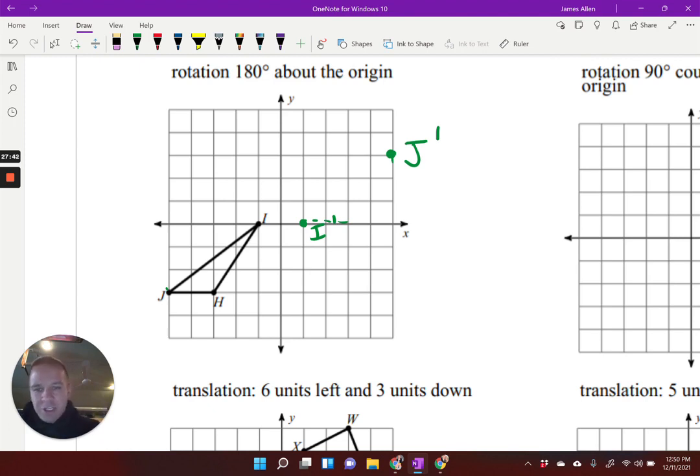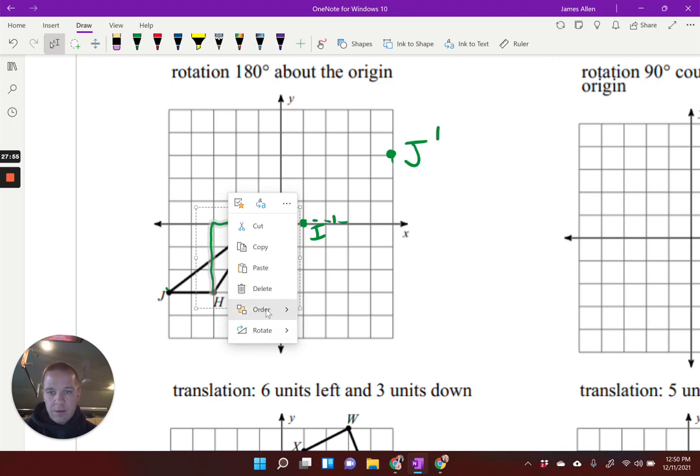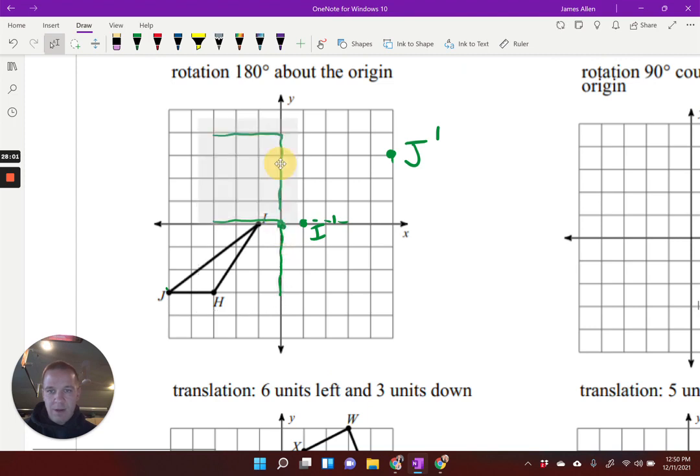Okay, so next one, we got H. So for this one, I am going up 1, 2, 3, and over 3. And if I were to do that fancy with that point being at the center, right, because that's the origin, if I were to rotate this thing, rotate 90, that would be right here. And then I'm going to rotate it 90 again. It's got to be on that point, right? A little bit off there. There we go. And my point would be right there. Boom. All right. So that's going to be H prime.